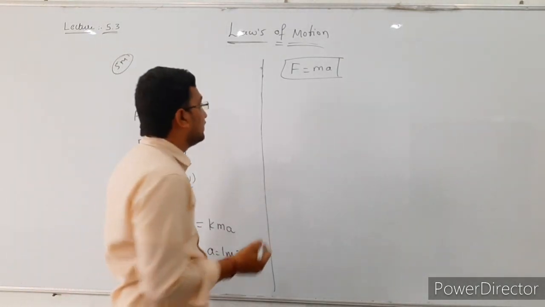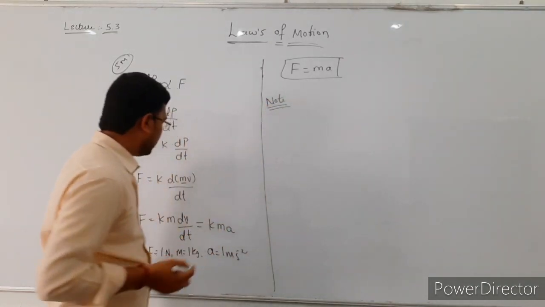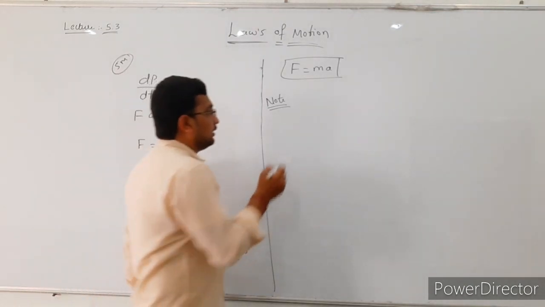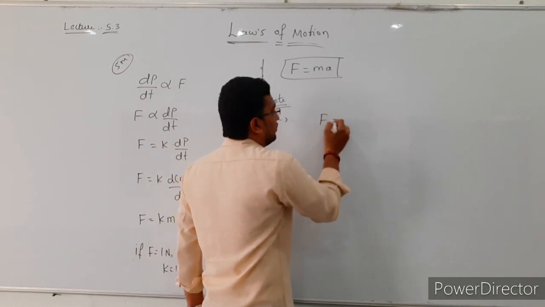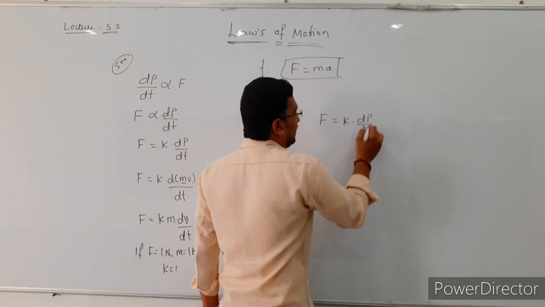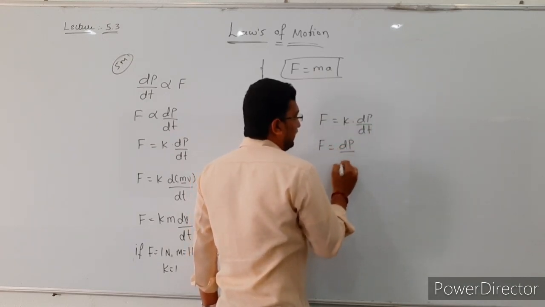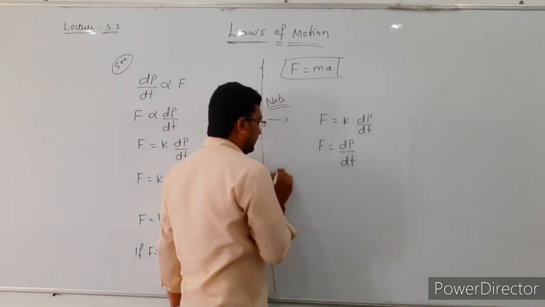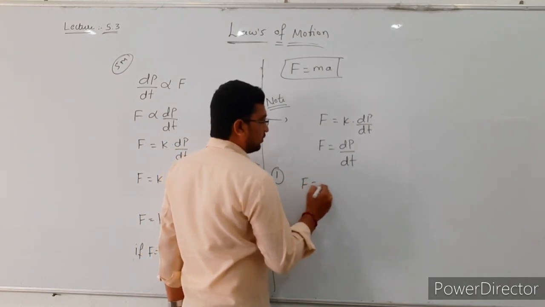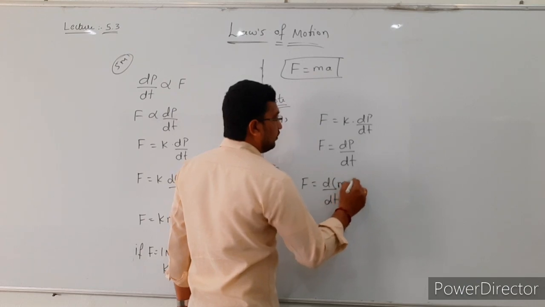Okay, now a note point. Already we know that k is equal to 1, so substitute the k value here. The force is equal to k into dP by dt, and with k equal to 1, F is equal to dP by dt. Already we know that the momentum P is nothing but mass into velocity, so the force is equal to d by dt of mass into velocity.